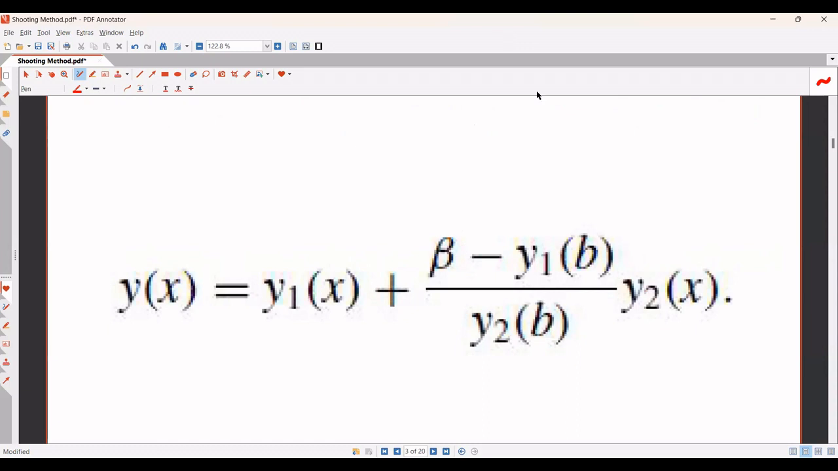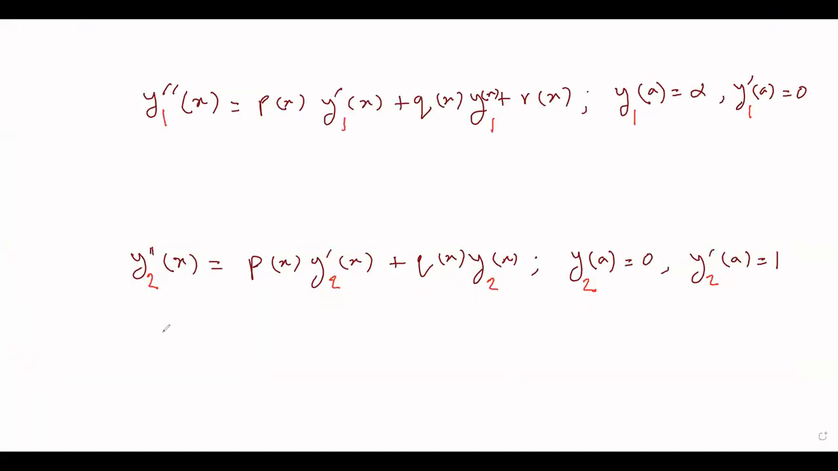So let me write that equation here again. The final formula is y of x equals y1 of x plus beta minus y1 of a by y2 of a times y2 of x. Let me recheck second time. I did a couple of mistakes actually.